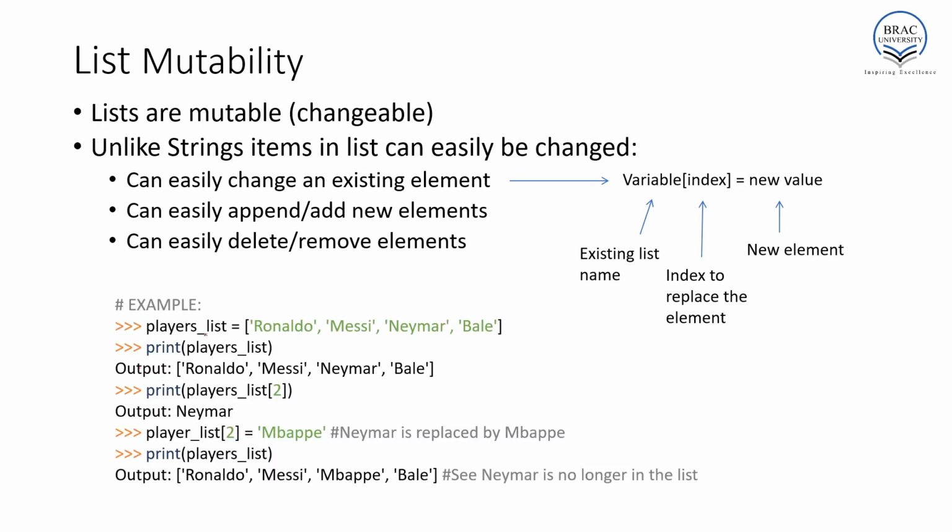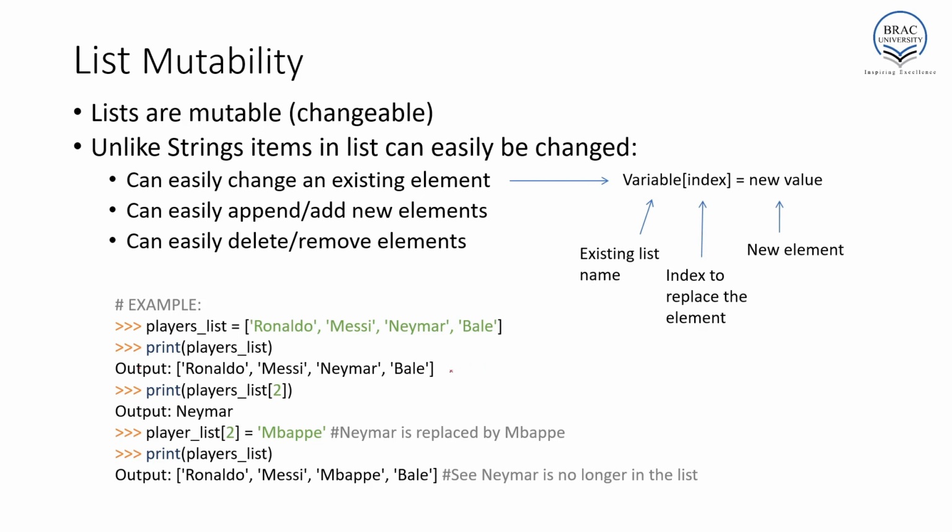Here again, we are using the players list example. We have a list containing 4 football players' names: Ronaldo, Messi, Neymar and Bale. If I want to print the whole list, I just write print, give the name of the list variable, which is players list. If I print this list variable, I get the whole list printed in return. So the output is Ronaldo, Messi, Neymar and Bale, the whole list itself.